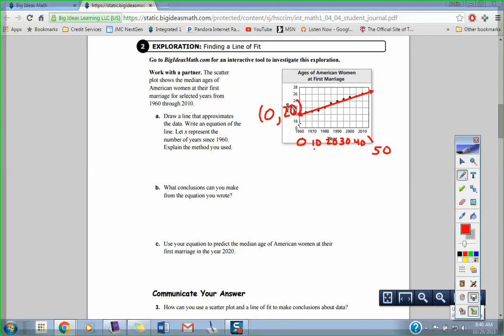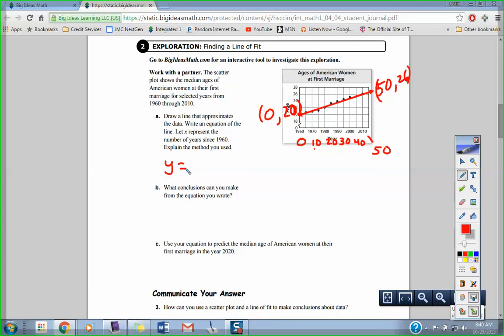26 at 50 years. 50 years past 1960 would be 2010. So I'm going to call this point 50 comma 26. Nice thing here is we already know the y-intercept, don't we? So help me with my equation, guys. The first thing I would need to find is, I've always said this, the first thing we're always finding is the slope again.